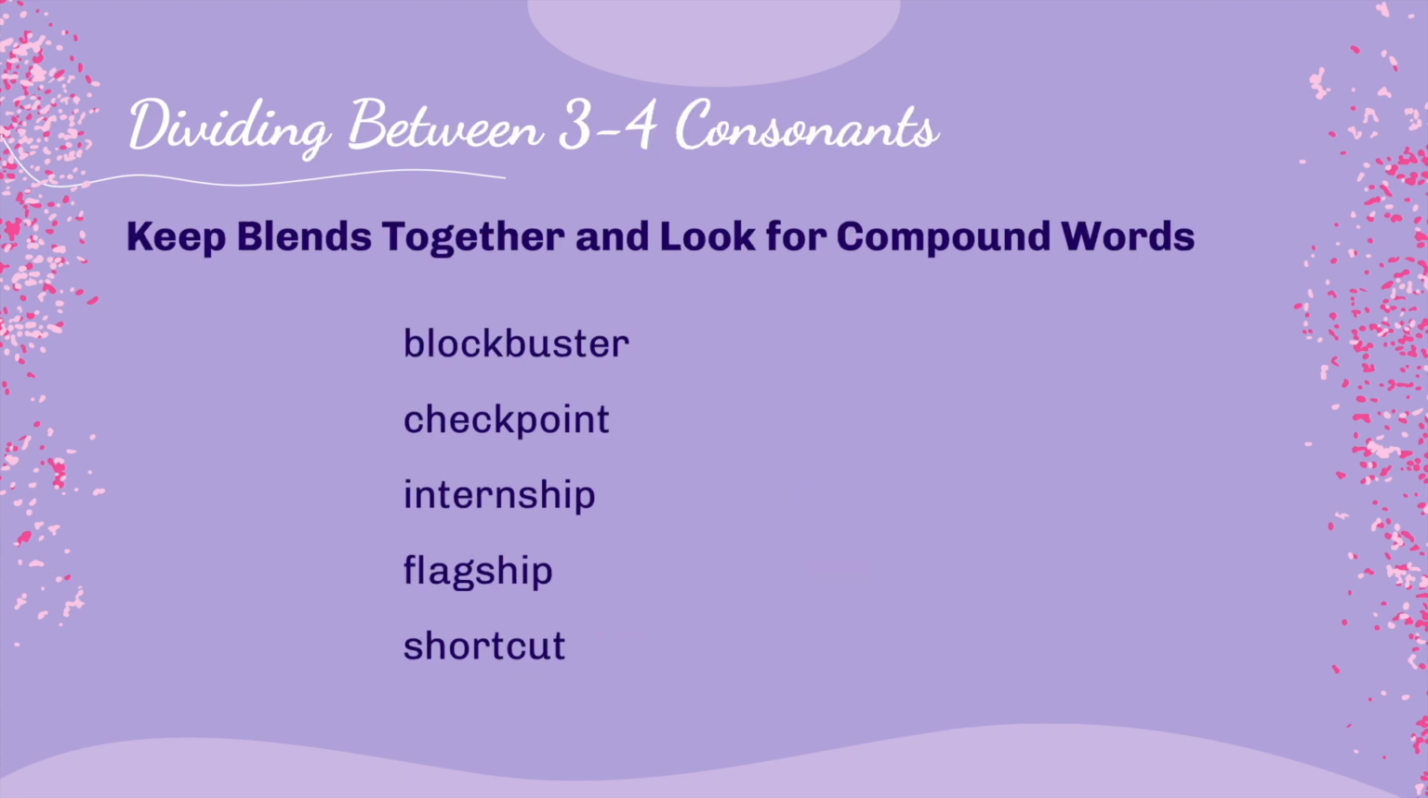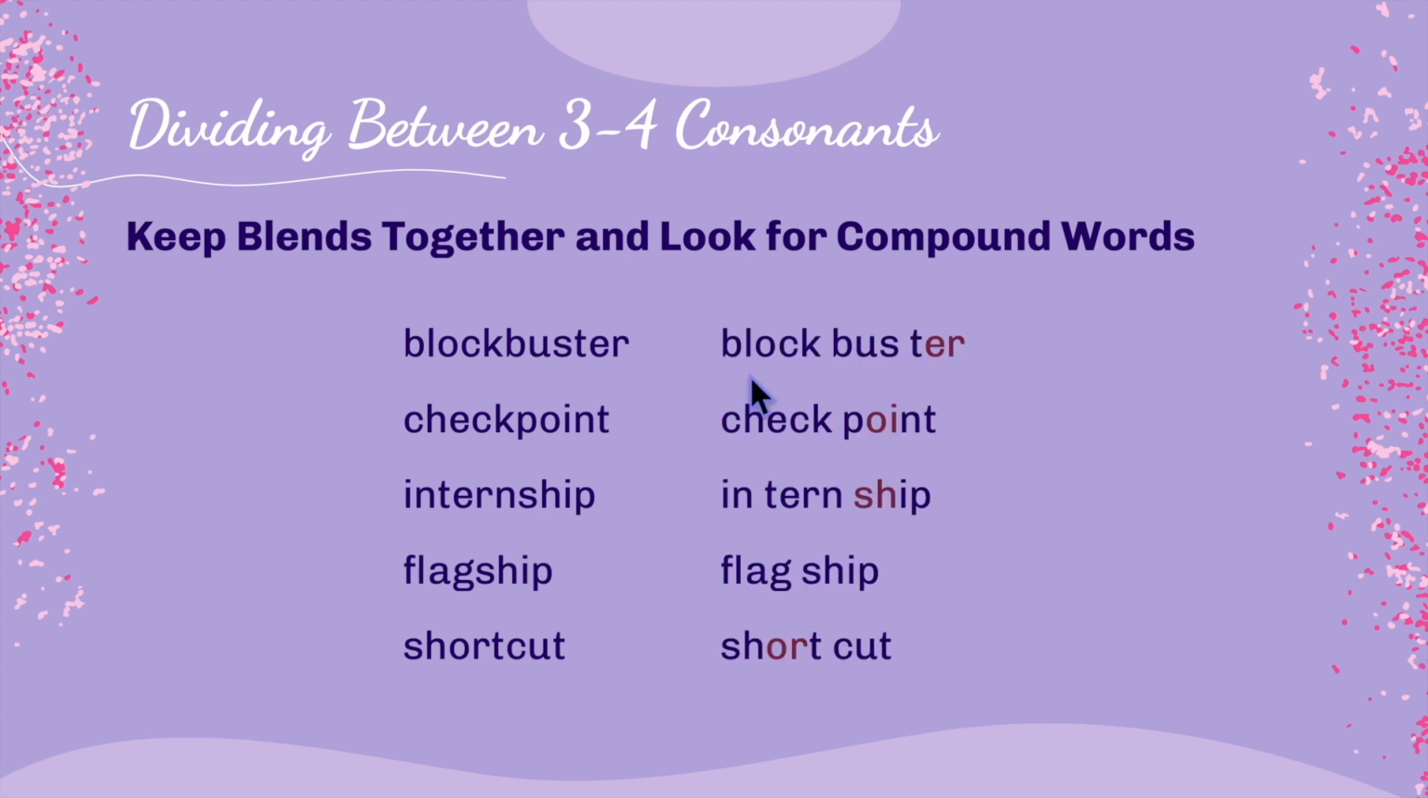Now let's say instead of having 2 consonants, you have 3 or 4 of them together. Where do you split them? Well, you want to keep blends together and look for compound words. So right here, I see C, K, and B together. Well, the C and K together make one sound, so they stay together. So I will split between the K and the B. Here we have an S and a T, so we will split there between those. So here we have blockbuster, blockbuster. Closed syllables with vowels in the middle, so try the short sound.